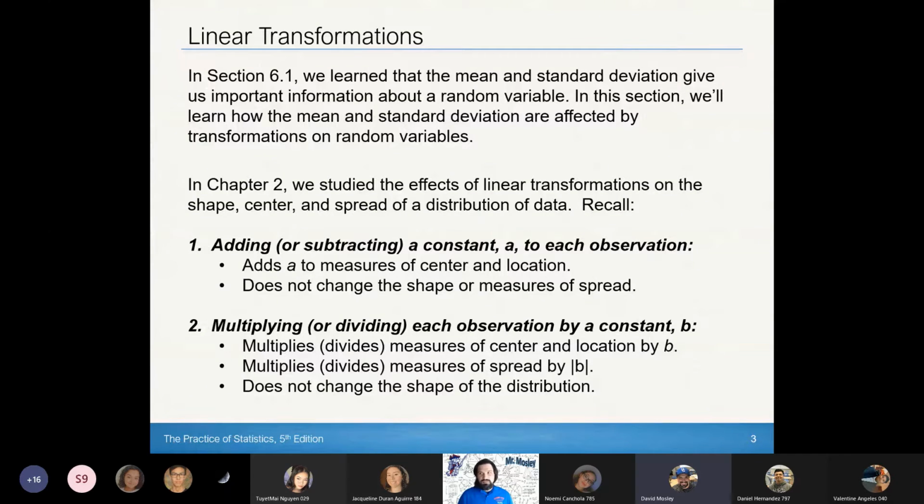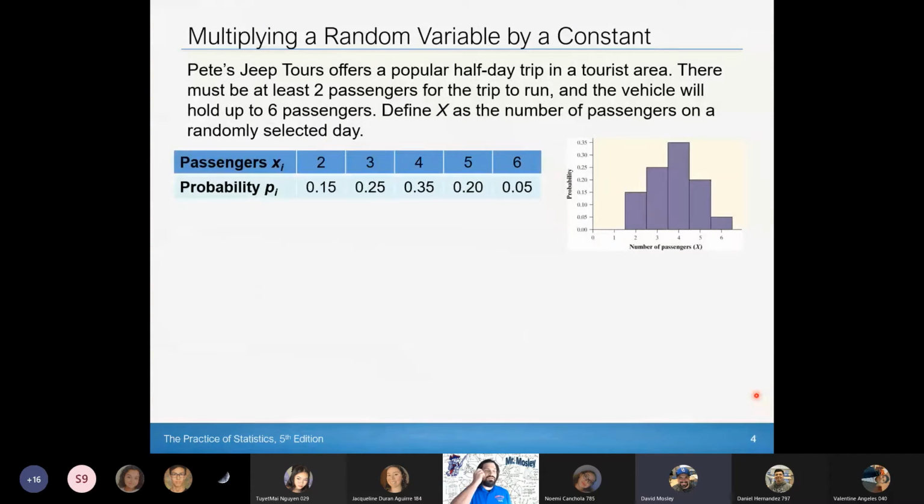Measures of center and location, mean, median, percentiles, quartiles, those just get multiplied by whatever the value of b is, negative or positive. Okay, and again, the shape does not change. So this is from chapter 2, the results that we saw about dealing with distributions of data. So then let's look at some examples.